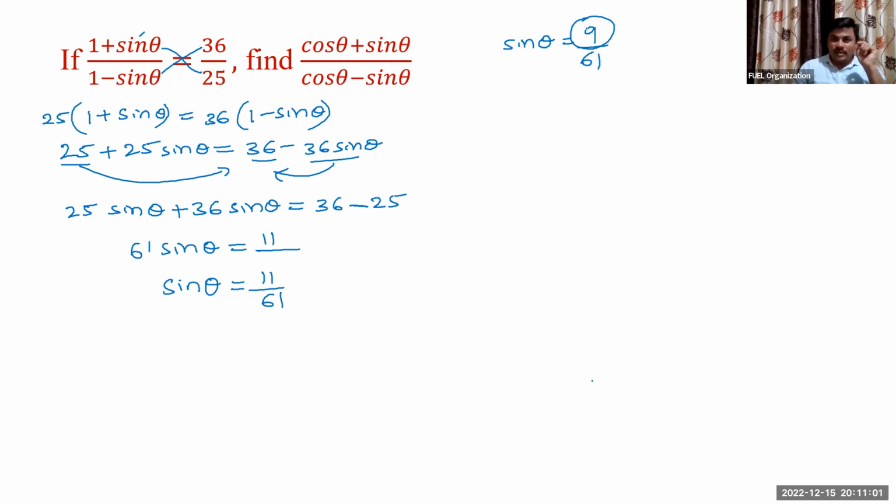Now you know sine theta. Sine theta is 11 by 61. So here is my right angle triangle. Let me consider this angle as theta. So sine theta is nothing but opposite by hypotenuse. So opposite is 11, hypotenuse is 61. Just find out this base, how much will you get? If I consider this as triangle ABC, base AB, BC is equal to?